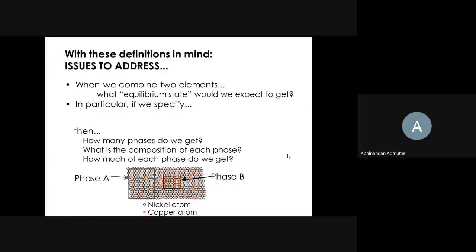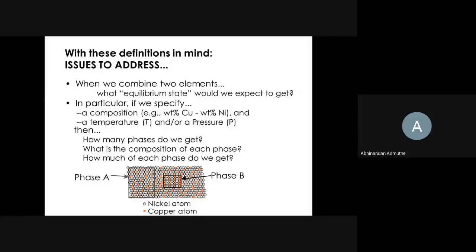Now with these terminologies in mind, what are the issues to address? When we combine two elements, what equilibrium state would we expect to get? In particular, if we specify a composition, weight percent copper and weight percent nickel, and a temperature, we will ignore pressure. So if we specify a composition and temperature, what equilibrium state would we expect to get?